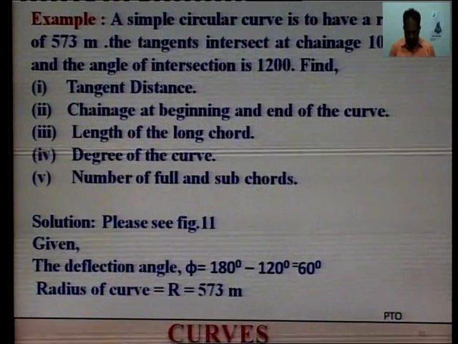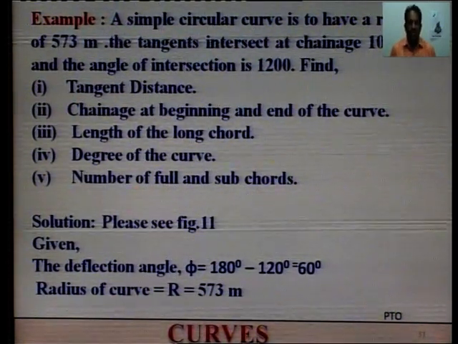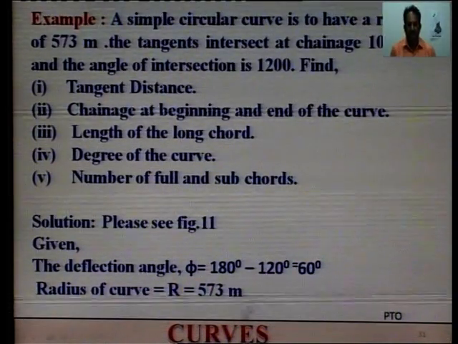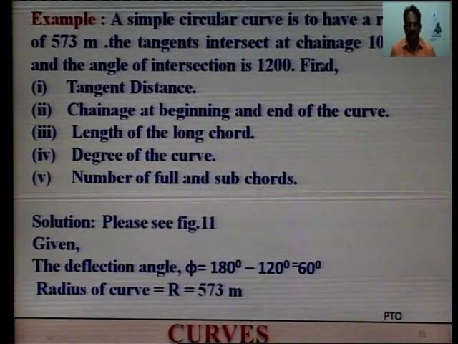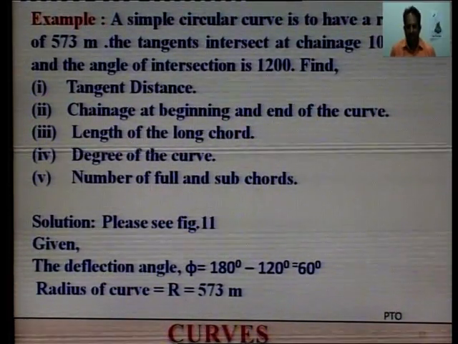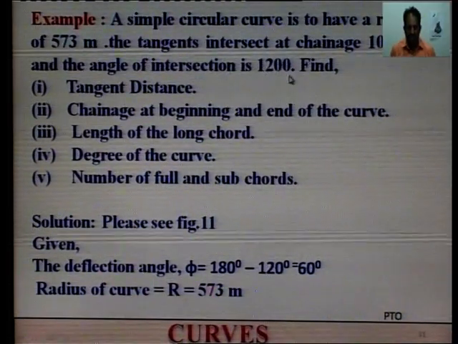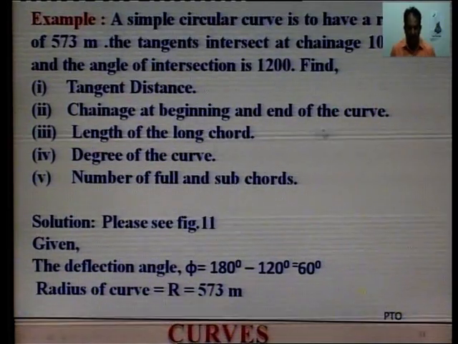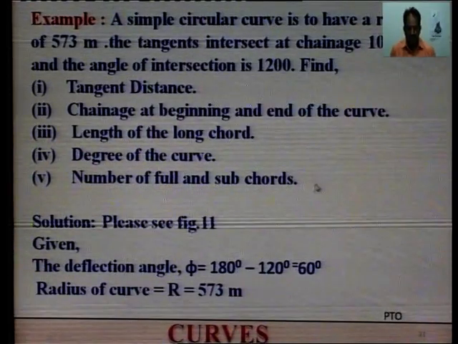So, we now have an example from which you will understand what we have discussed up till now. A simple circular curve is to have a radius of 573 meter. The tangents intersect at 1060 meter. This is the chainage, and the angle of intersection I is 120 degree. Find the tangent distance, chainage of the beginning and the end of the curve, length of the long chord, degree of the curve, number of full and subchord.